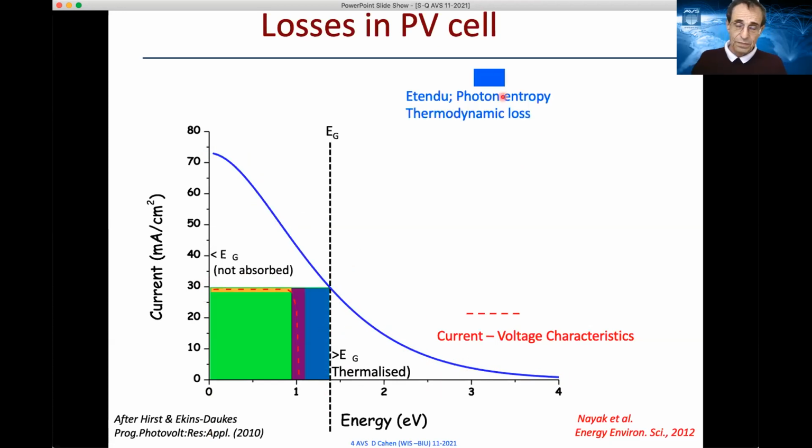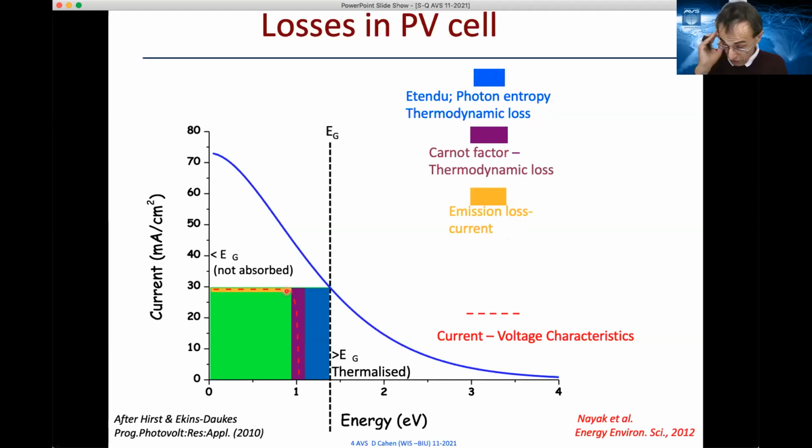However, there's the photon entropy loss, a thermodynamic loss, the Carnot factor, a thermodynamic loss. And then there is emission current, which is also a loss. Some of the current is emitted. Some of the electron hole pairs will not give you current, but they will radiatively recombine and emit light. And that is a loss if what you're interested in is electrical power.